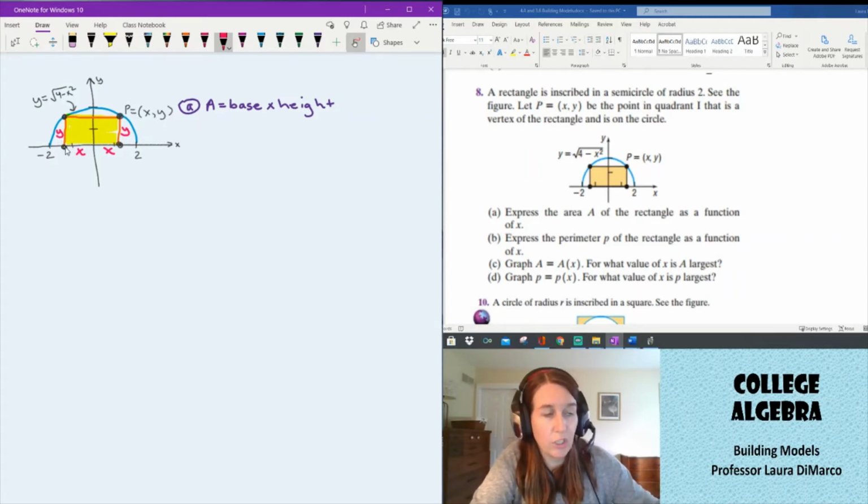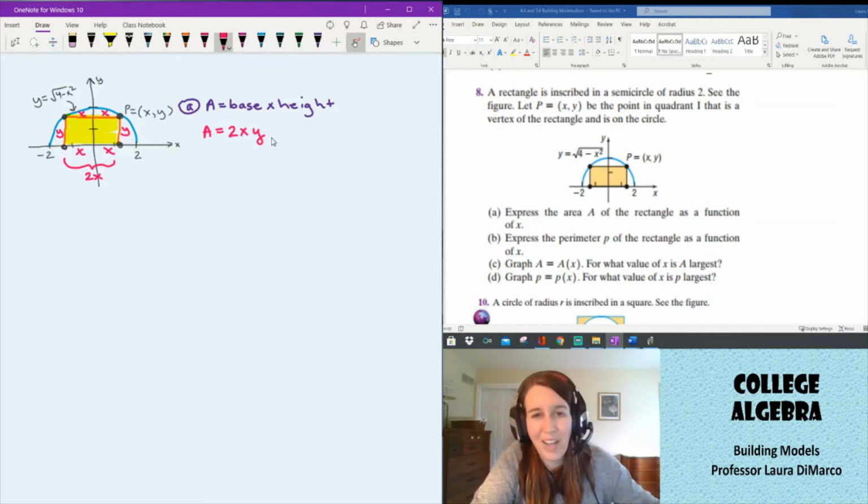This point is actually at negative x, right? But the distance here is x, because distance is always positive. And then this is a rectangle, so the same thing would be happening up here. This part would be x, and this part would be x. So the base of this rectangle is 2x, and the height of the rectangle is y. So let's write that. A equals 2x times y.